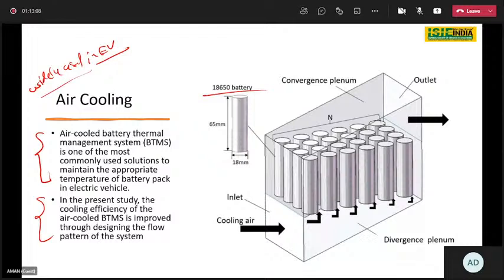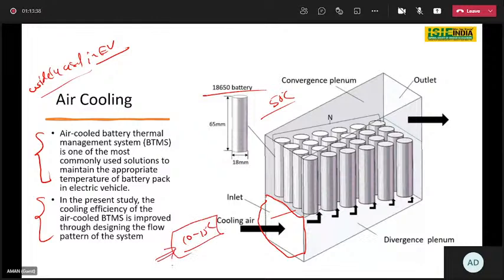Suppose this is your battery pack, and here we have one inlet. This white surface is basically your inlet part. Suppose the overall temperature of this battery pack is near about 50 degrees Celsius, and here you are providing cool air, let's say between 10 to 15 degrees Celsius.